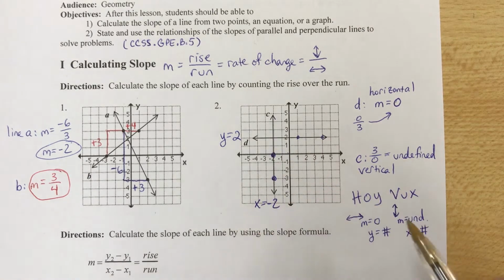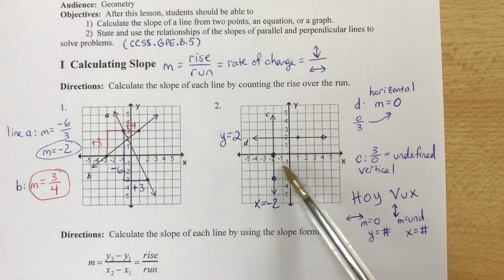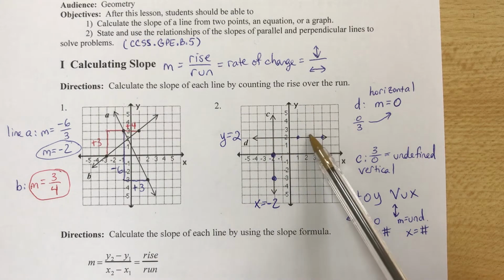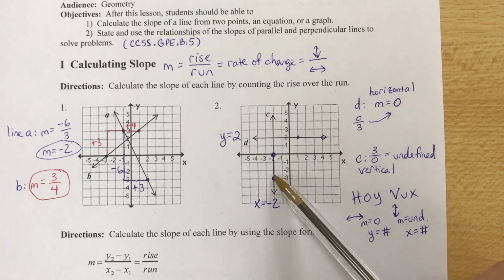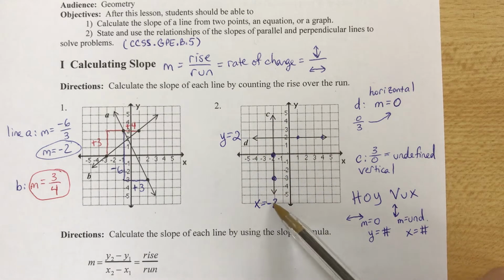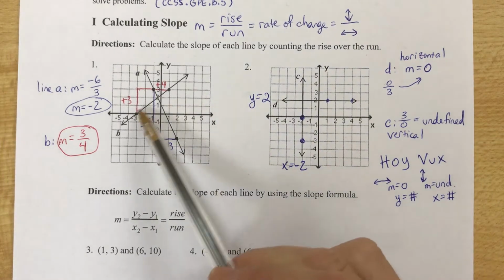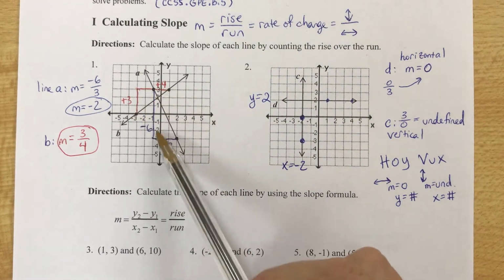Now they're not asking for the equation in this problem, they only want slope. So for line D, the slope is 0, horizontal is 0, vertical line, the slope is undefined. But if you wanted the equation, you could do that. Okay, so if you have the picture, we can count rise and run.